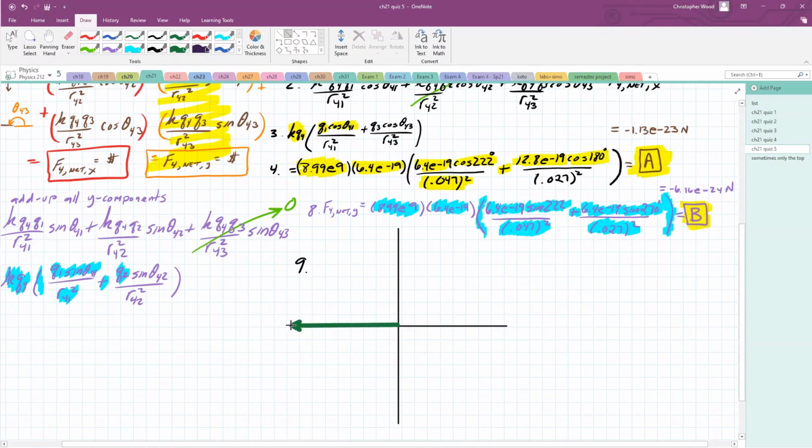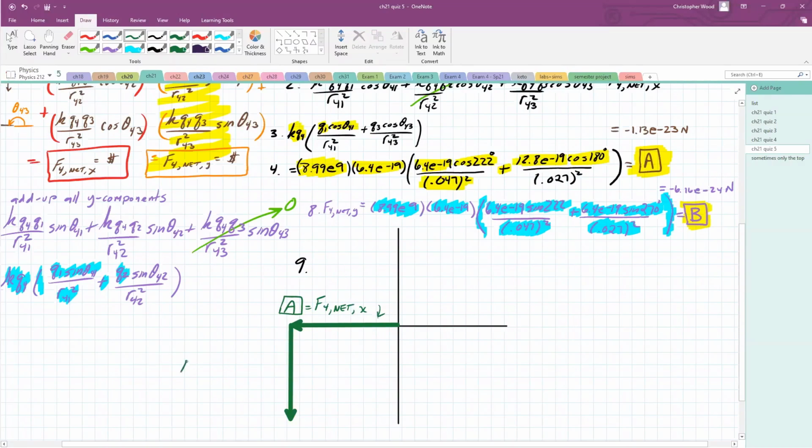Okay. And then here's the net Y force. That's also a negative. Let me label these. What are these vectors? Again, this is vector A, this is calculator memory location A, and this equals F4 net X. That's what this is right here.